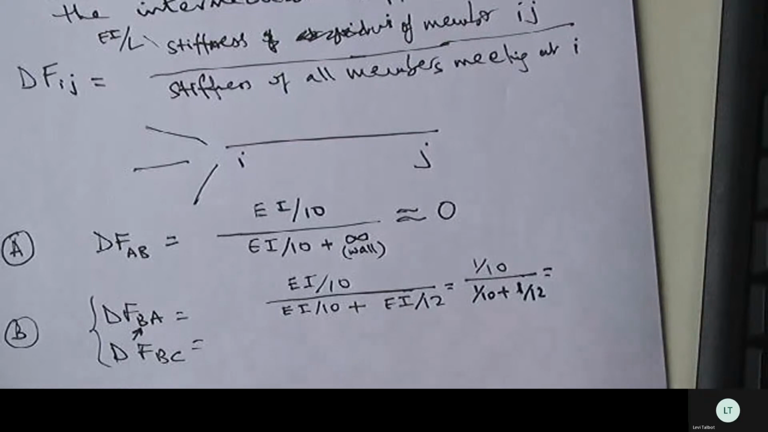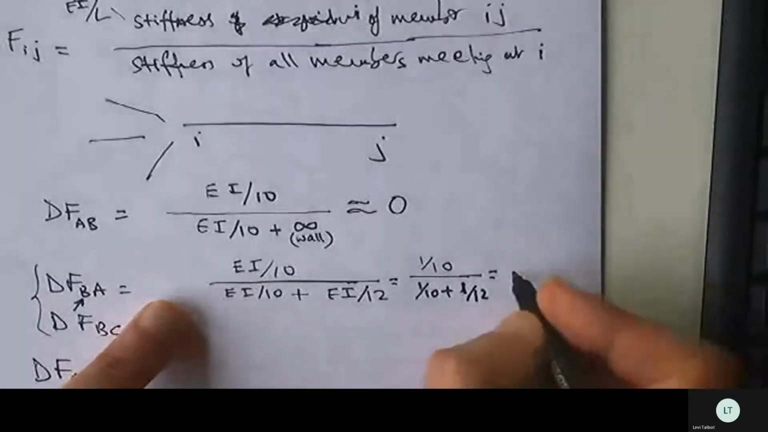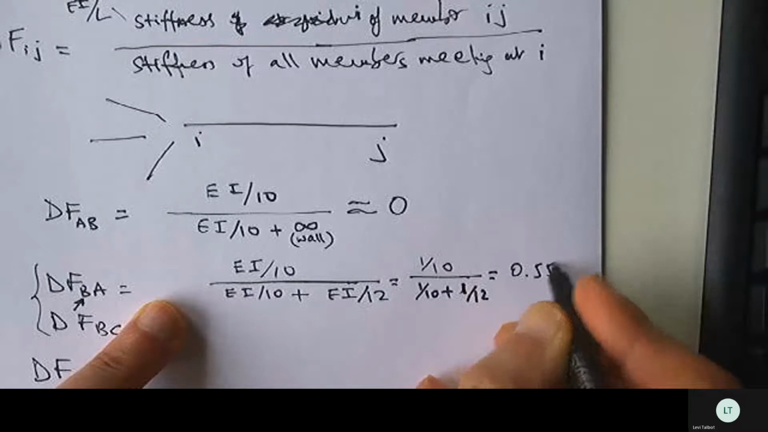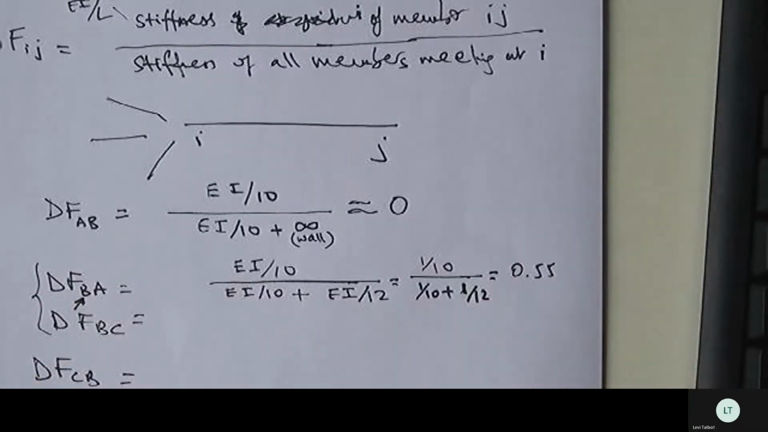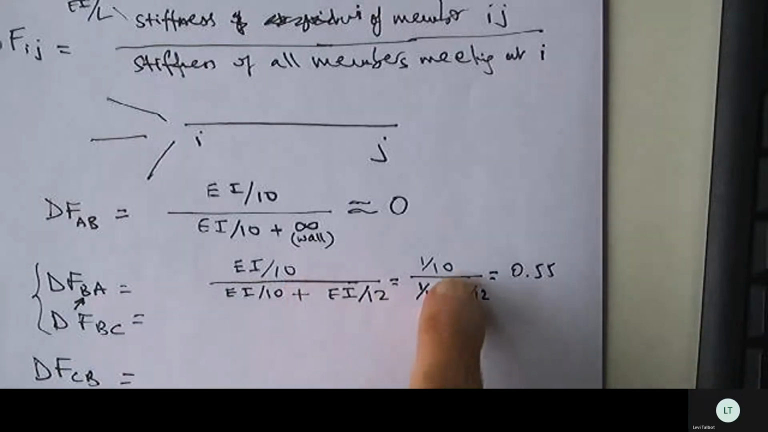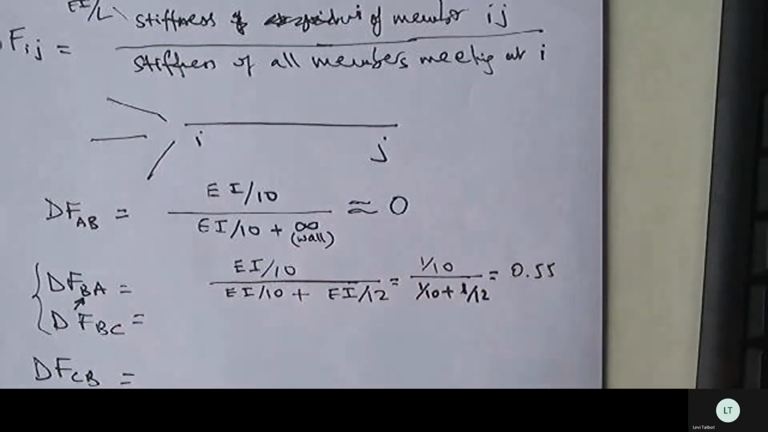If you've got a calculator, you can work this out for me, please. You can check it. I've got 0.55. Is that correct? Yeah. If you want to leave it as a fraction, make it a common denominator and so on, I think you find 6 over 11. Yeah, 6 over 11 or 0.55.